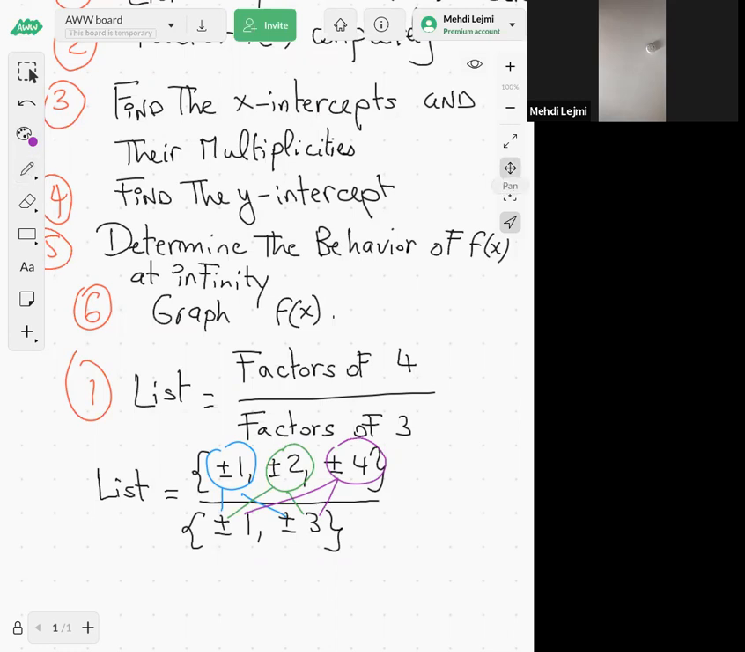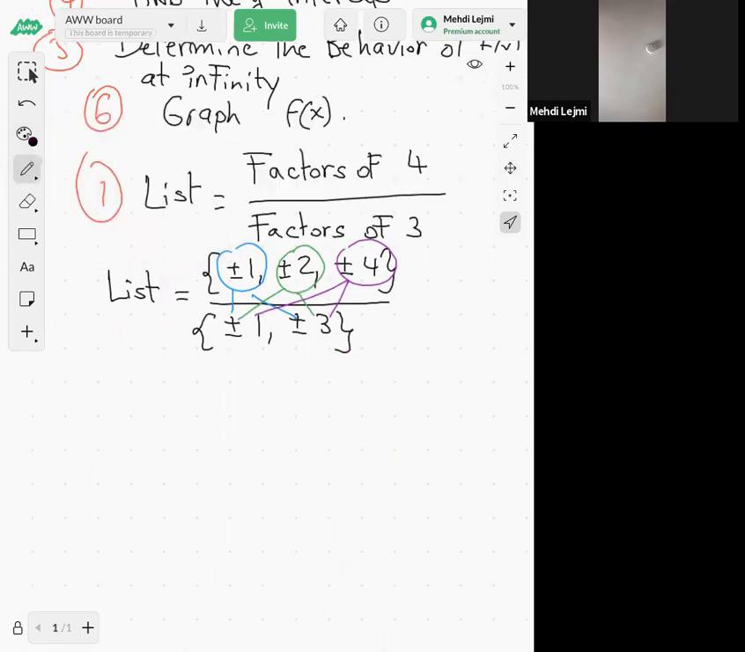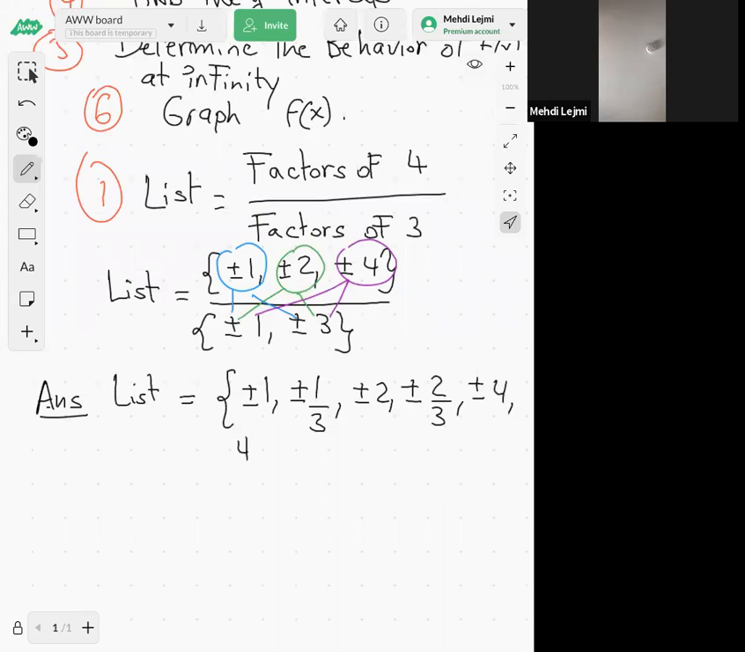So the answer, the list of possible rational zeros. So we have plus or minus 1. 1 times 3, that's 1/3. 2 over 1, of course, is 2, and 2 over 3, that's 2/3. 4 over 1, it's 4. And 4 over 3, of course, that's 4 over 3. Plus or minus, don't forget, it's always plus or minus, right? It doesn't matter if you have factors of 4 or factors of -4. In the list, you will always take the plus or minus, right? Anyway, so that's the list of possible rational zeros.